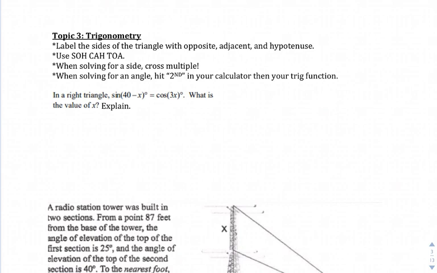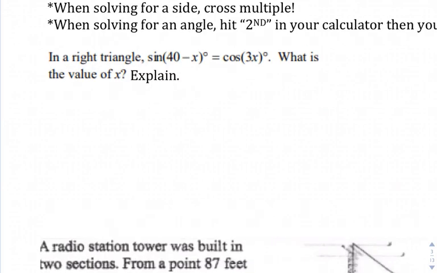Topic 3 is trig. So make sure you label the sides of your triangle with opposite, adjacent, and hypotenuse. We're going to use SOHCAHTOA. When solving for a side, always cross multiply. When solving for an angle, you hit second in your calculator, then your trig function.